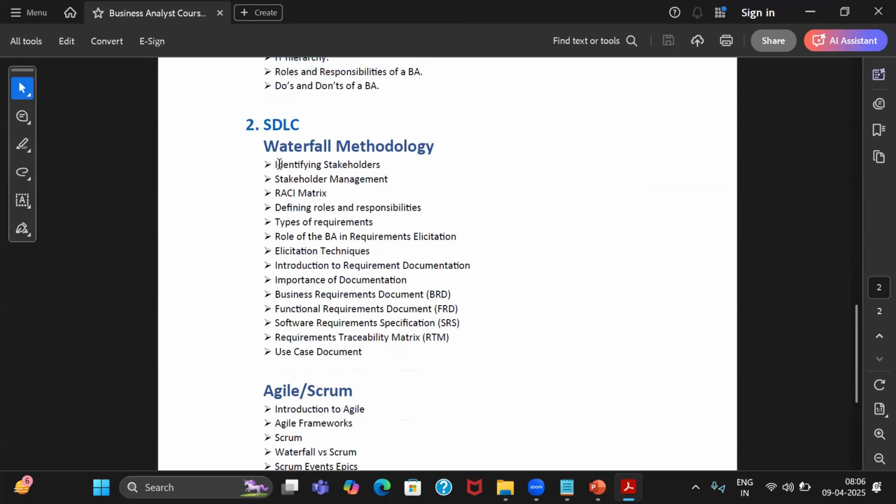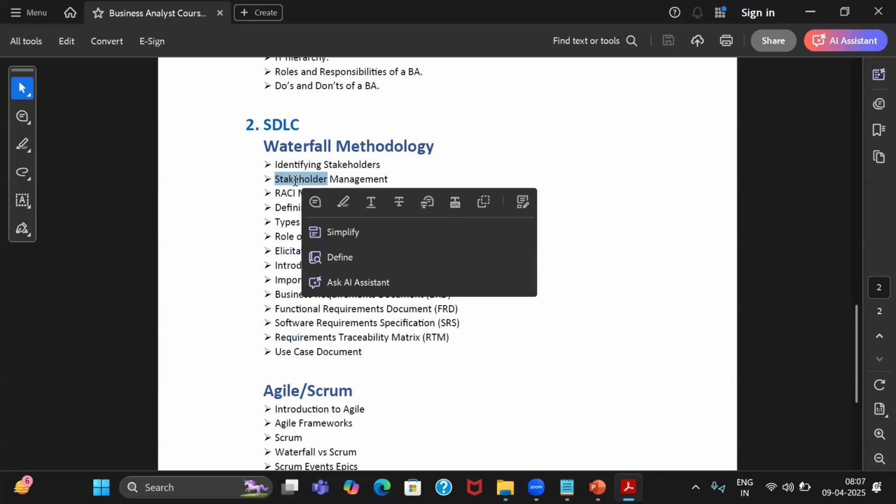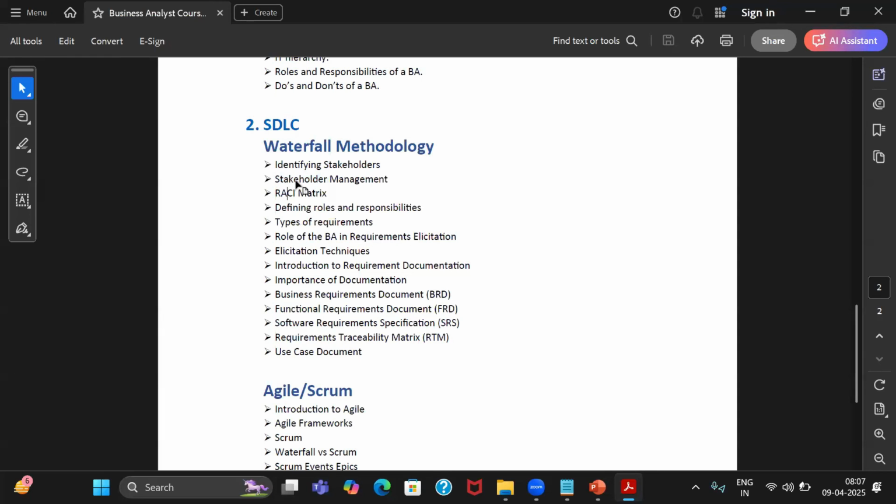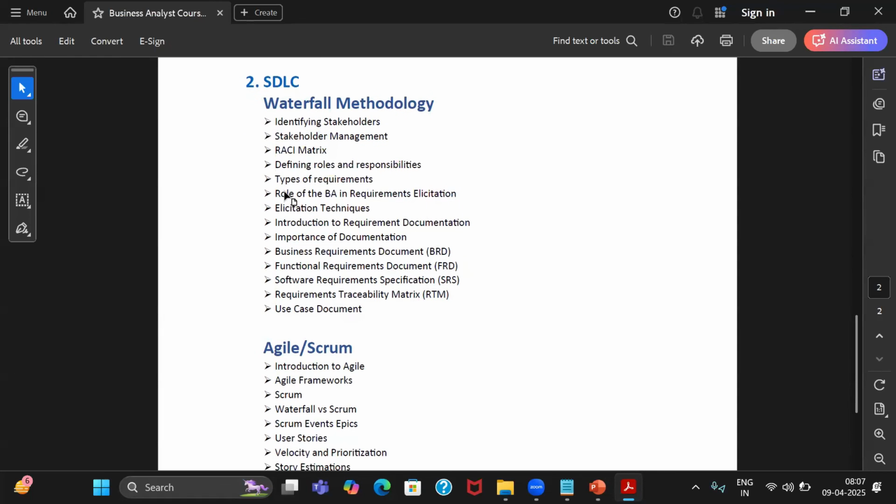For example, how do you identify and manage stakeholders? How do you plot a RACI matrix? Then, what are the different requirement elicitation techniques that are available to a BA, and which technique can be used in which scenario? Then, what is a requirement document, what's the importance of a requirement document, and what are the different types of requirement documents?